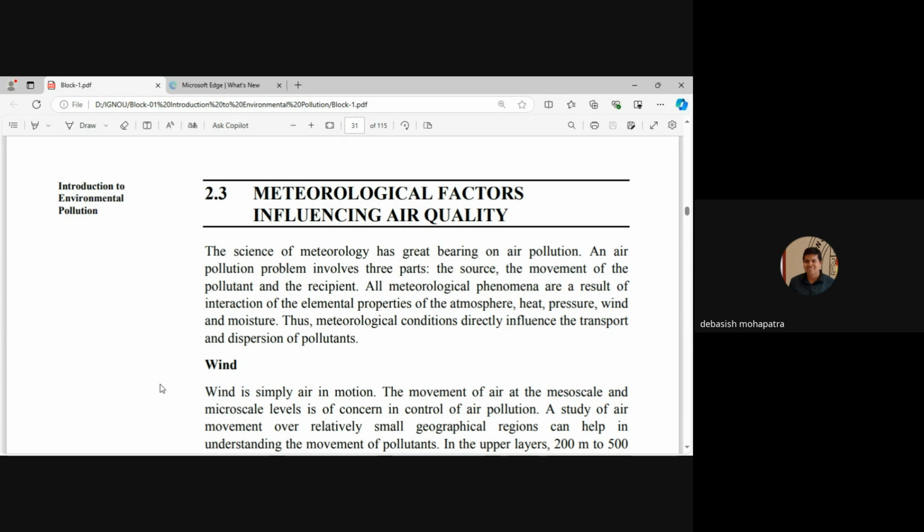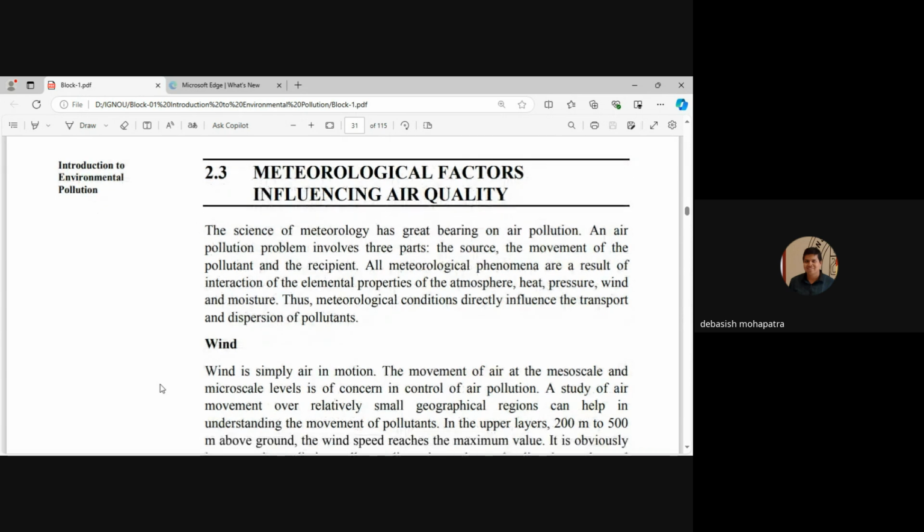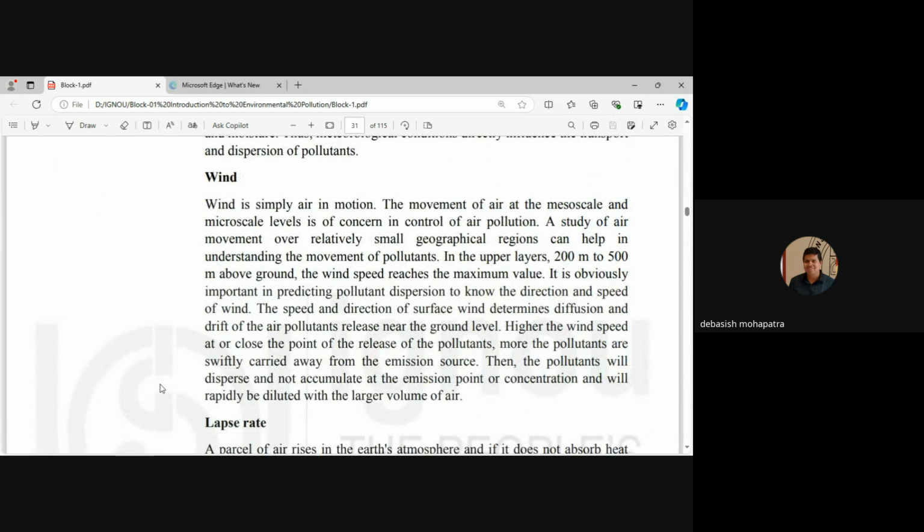So, wind is simply air in motion. We all know what wind is. The movement of air at the meso scale and micro scale level is of concern in the control of air pollution.